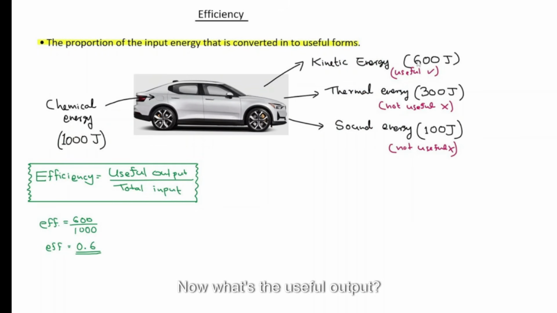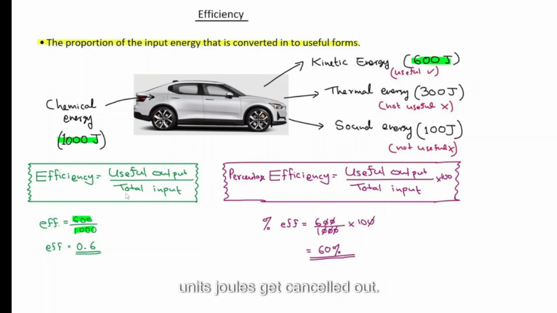Now what's the useful output? 600. What's the total input? It's 1000. So the answer is 0.6. And you don't have any units because the units, joules, get cancelled out. Now in some instances they can ask you to calculate the percentage efficiency. Now this is really easy. To convert a fraction to a percentage, you always multiply by 100. It's the same formula, you just have 100 at the end.